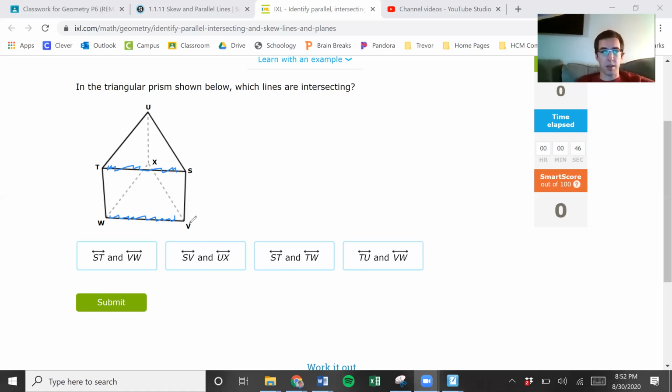SV and UX. So SV and UX. So nope, those don't intersect. Let's pick another color here. ST and TW. ST is this one again. And TW. Oh, those definitely intersect. They intersect right here. So that would be our answer.